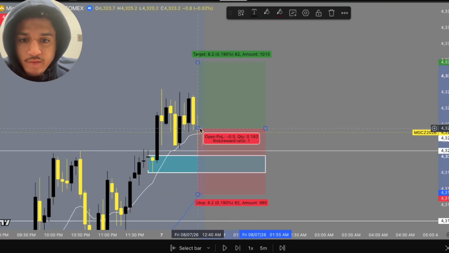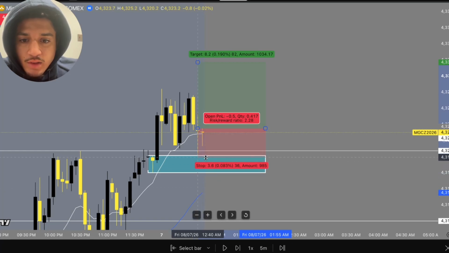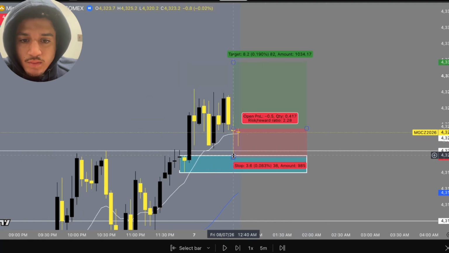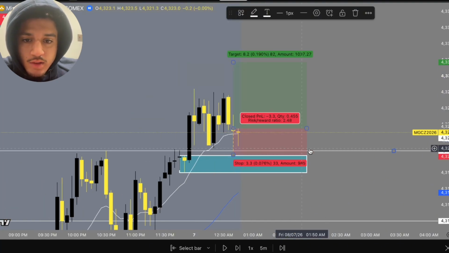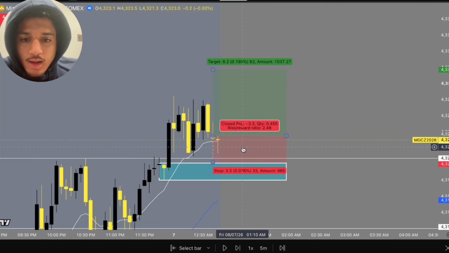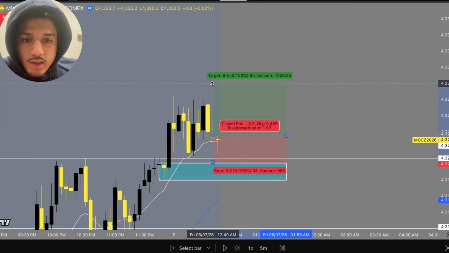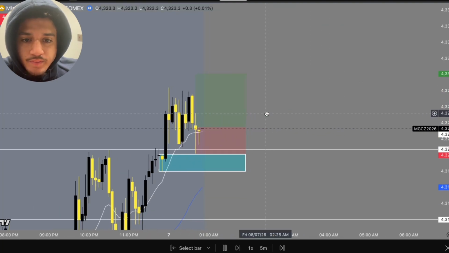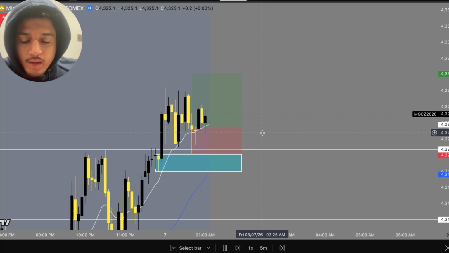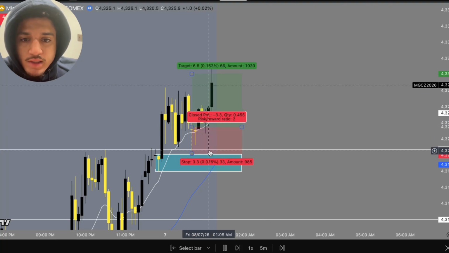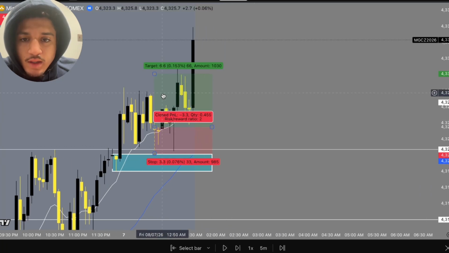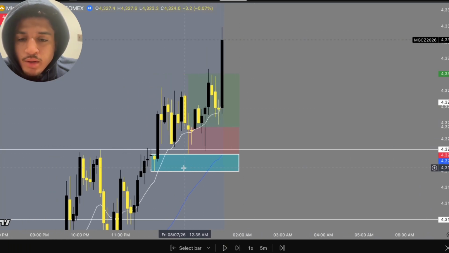Entry would be off break of this candle. Stop loss would go below this candle to be safe. And we would go for a 1 to 2. Let's see what that looks like. Boom. Let's let it play out. See what happens. Almost get stopped out. Go to TP. Go straight to TP. Continues going up.